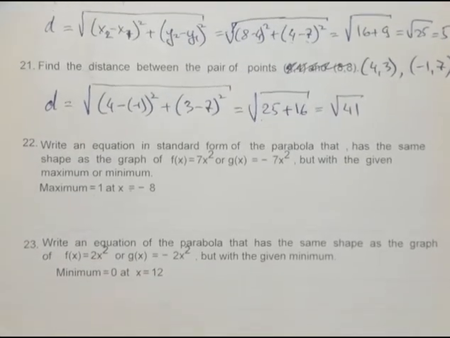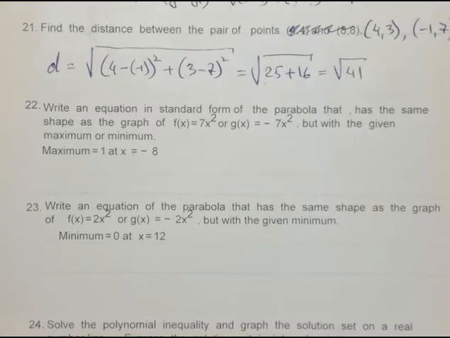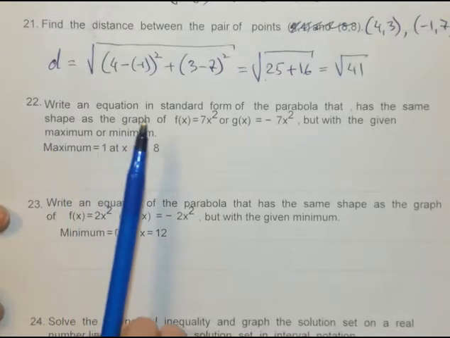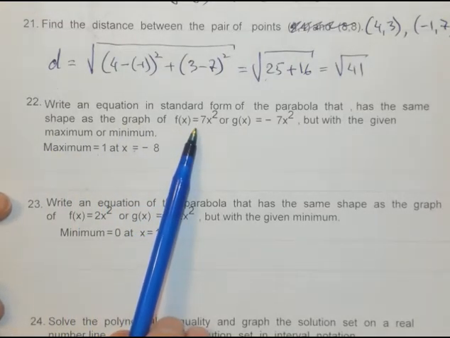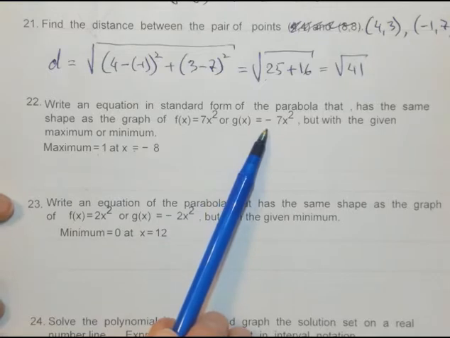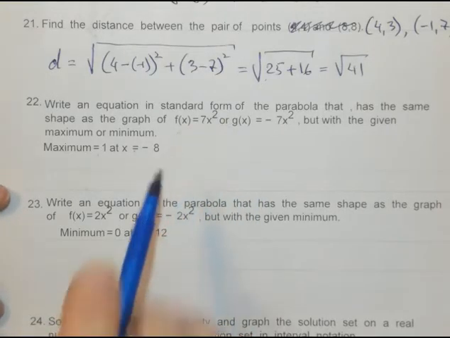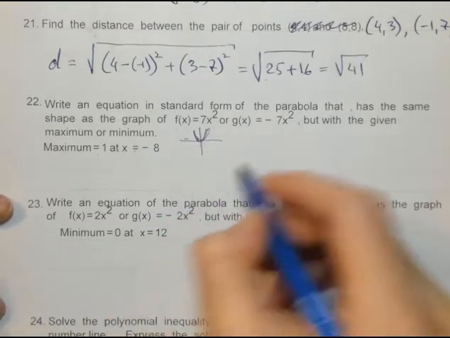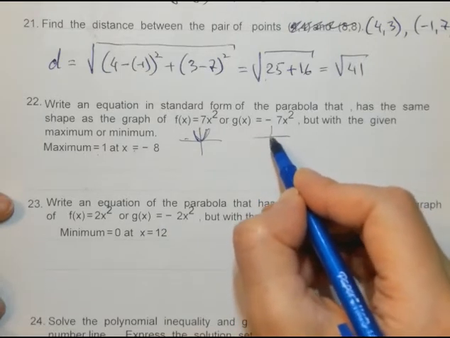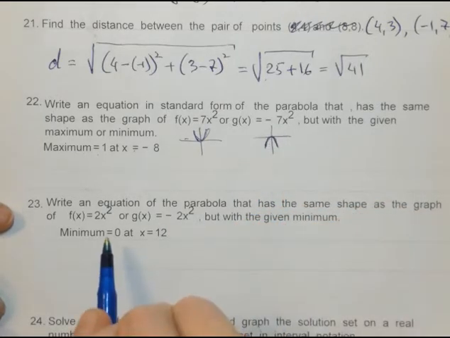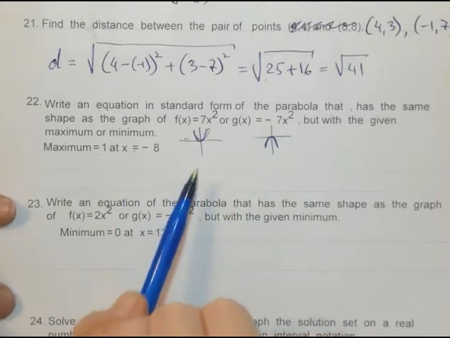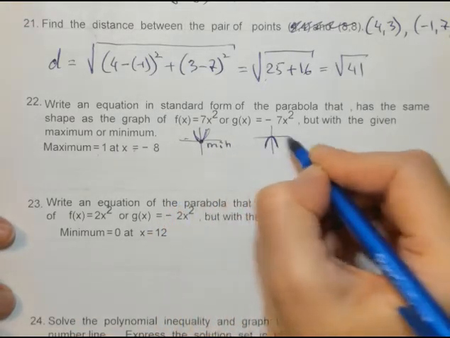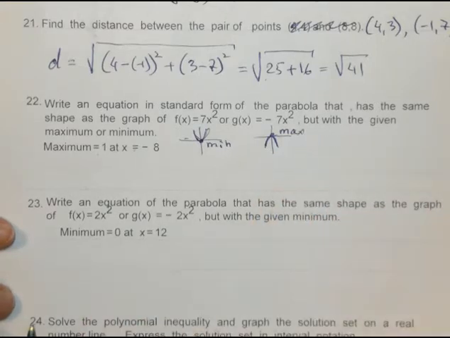Next example from chapter 3 about the parabola. Write an equation in standard form of a parabola that has the same shape as the graph of 7x squared or -7x squared. You know that 7x squared is a parabola opened upward, and -7x squared is a parabola open downward. So this one has a minimum, this one has a maximum.